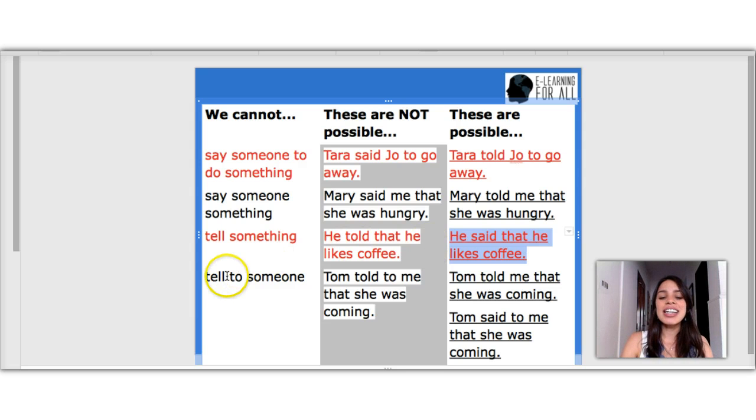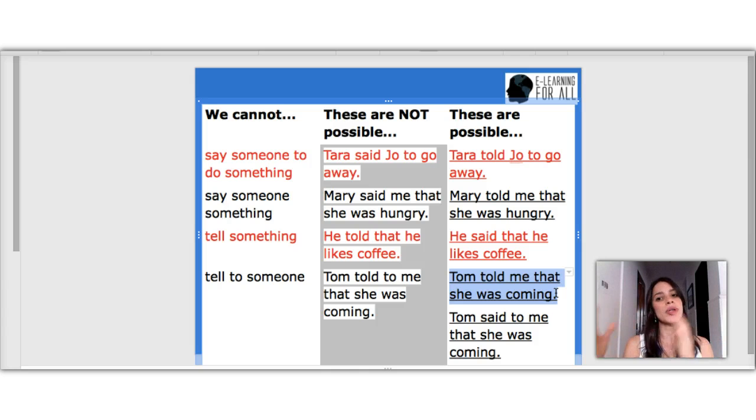You cannot tell to someone. You're never gonna use the preposition to with the verb tell, okay? You cannot say, Tom told to me that she was coming. This is totally wrong. You have to say, Tom told me that she was coming. Tom told me. With the verb tell, we don't use the preposition to, okay?